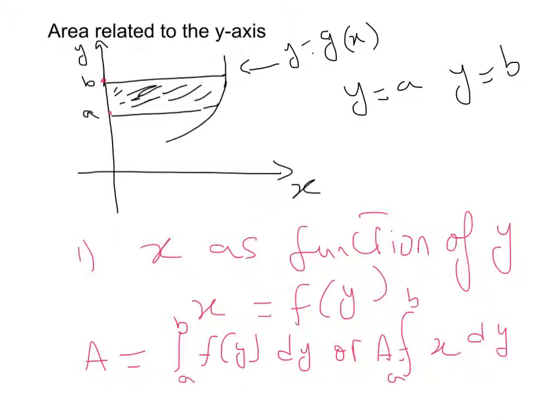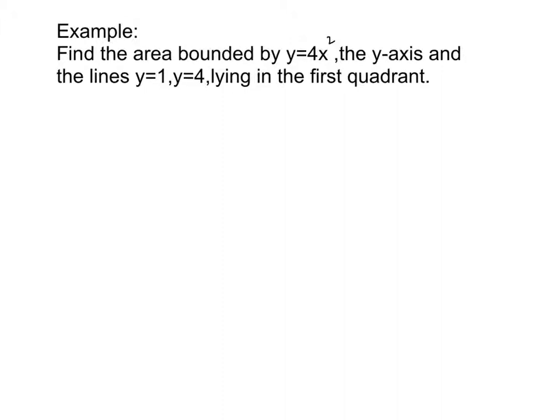Alright, in the next slide we'll be doing an example on that. This example: find the area bounded by the curve y equal 4x squared, the y-axis, the lines y equal 1 and y equal 4, and they want it in the first quadrant. It's very important to know which quadrant you're looking at. Okay, y equals 4x squared is a parabola, as we all know.